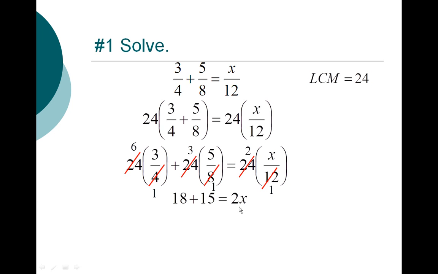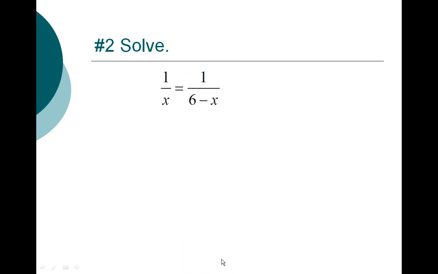Notice that all of our fractions are gone. That's why we multiply by the LCD, because with an equation, as long as you multiply both sides by the same thing, it's legal to do so. So 18 plus 15 is 33, and then we're going to divide by 2 and get x equals 33 over 2. So you're done with that one.